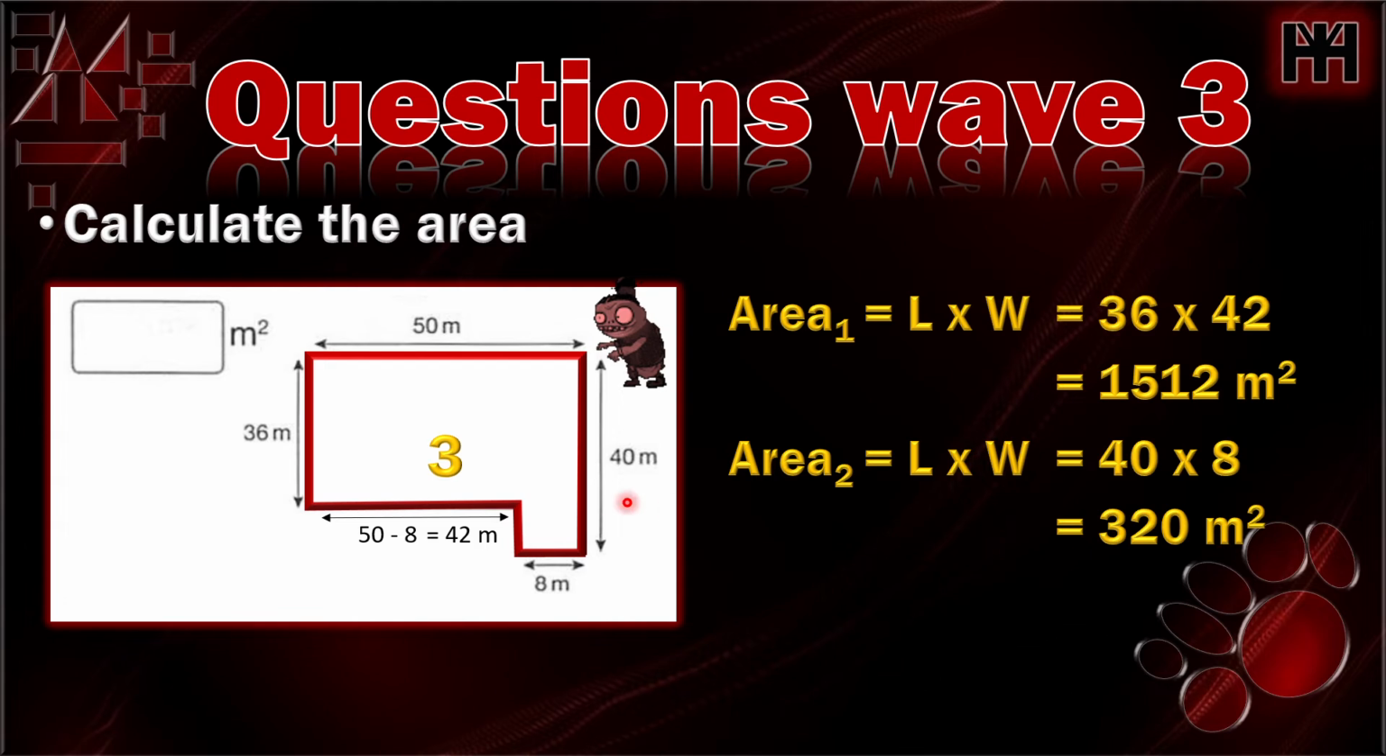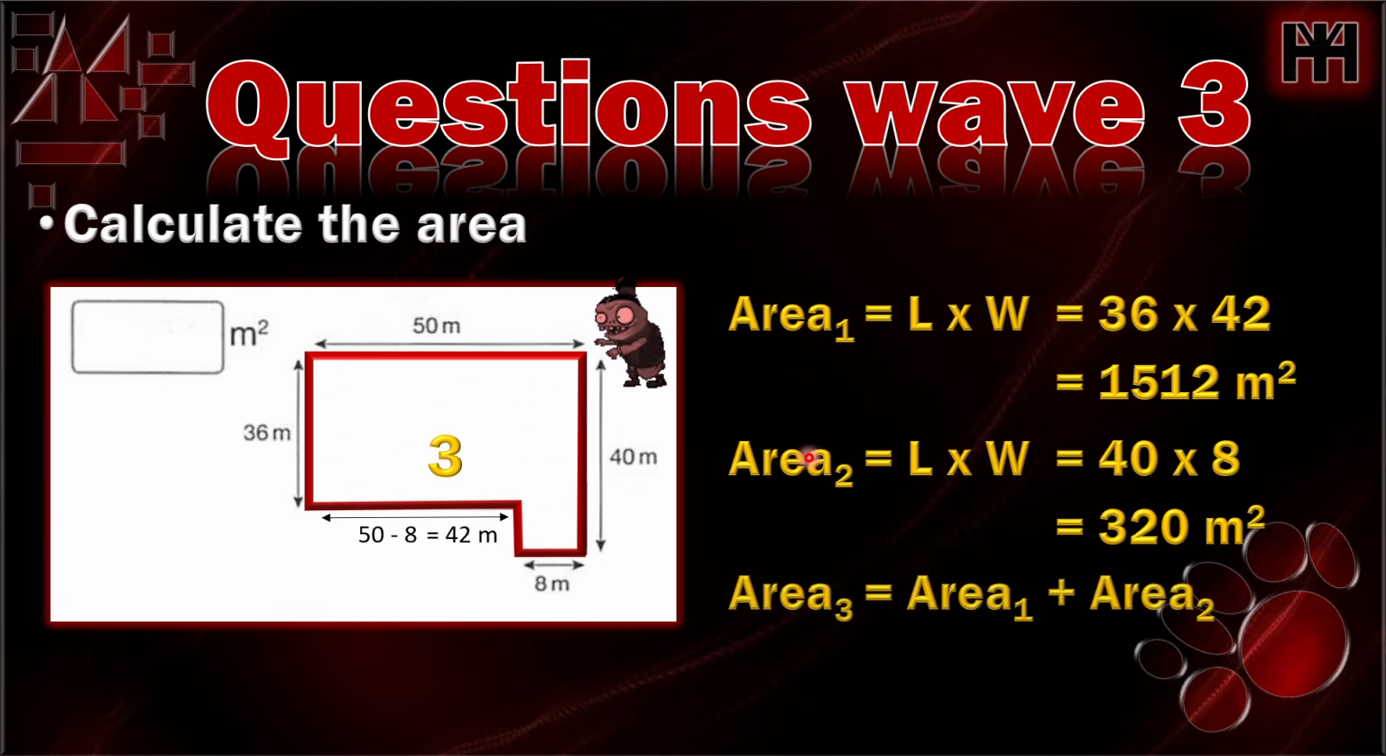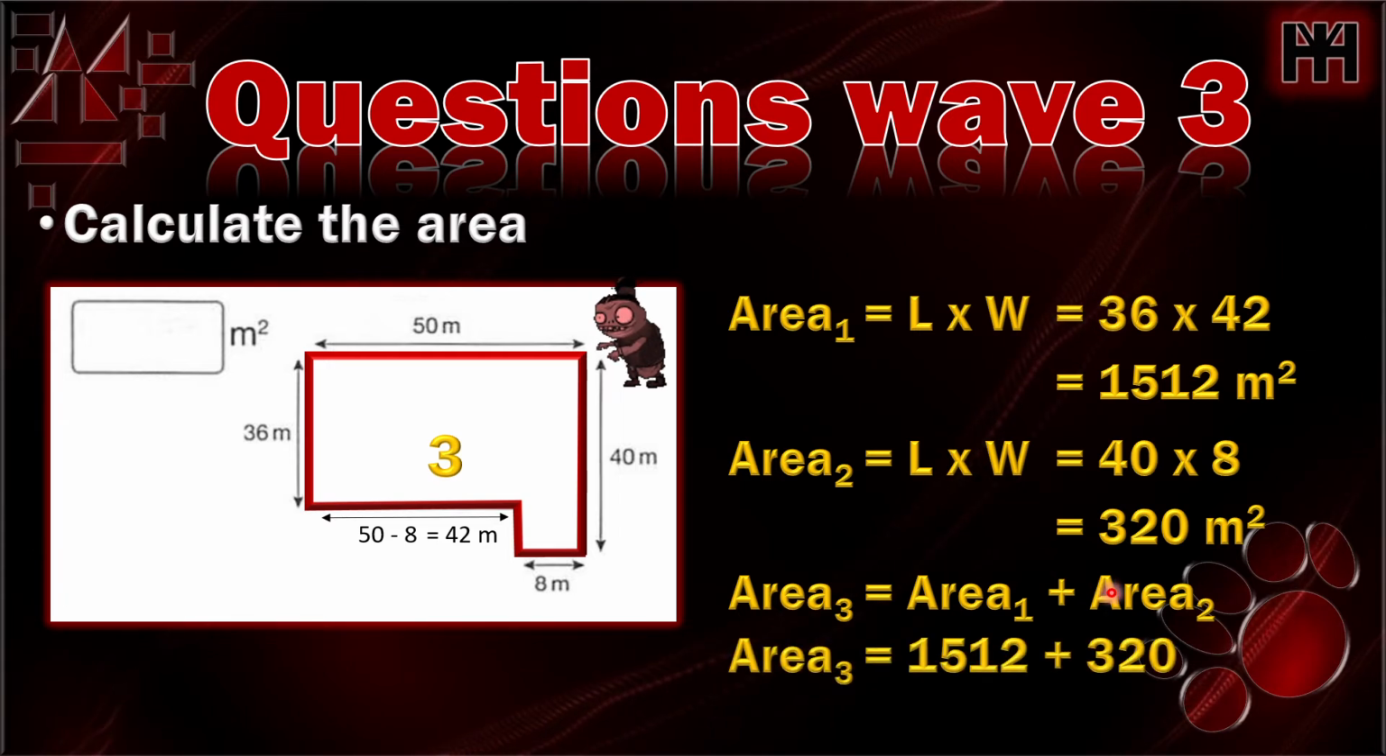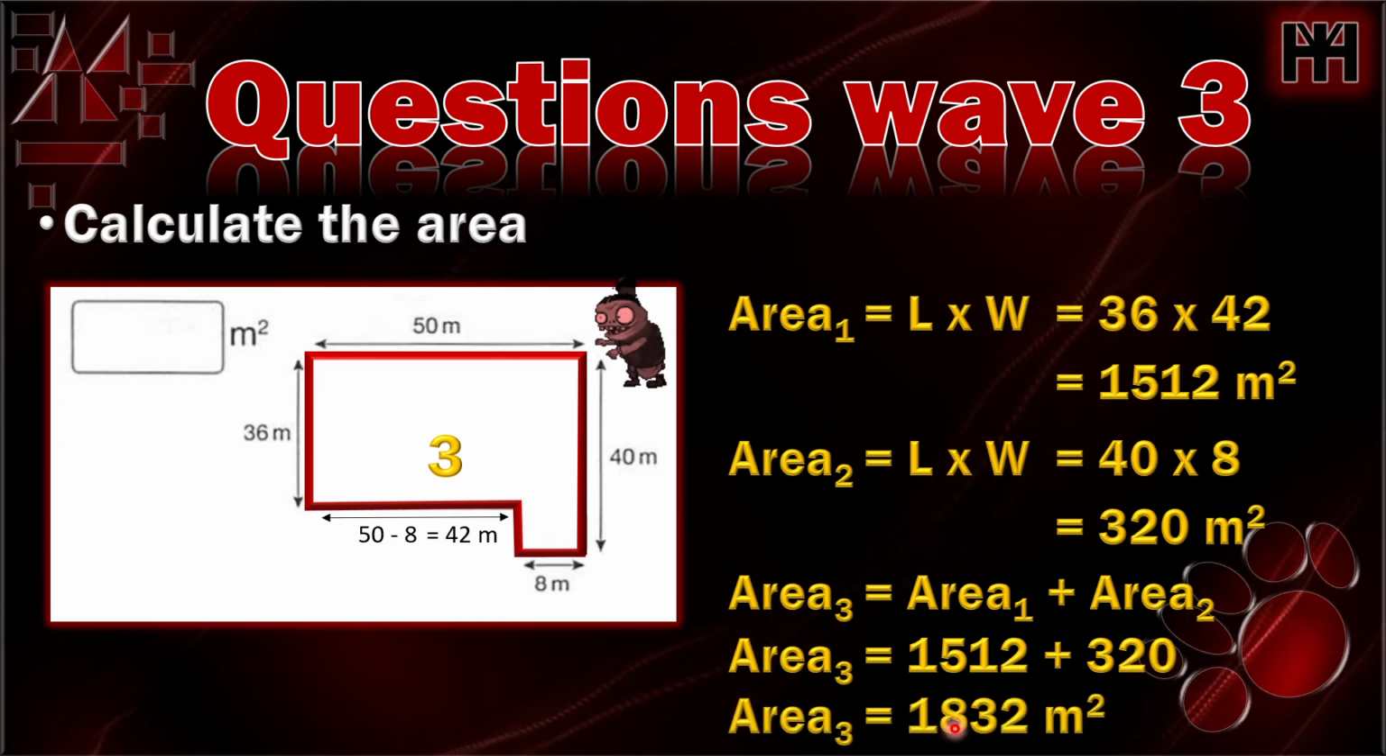For area 3, that is the complete figure, we must add area 1 and area 2. So area 3 is area 1 plus area 2. So we have 1512 plus 320. So the result will be 1832 meters square.